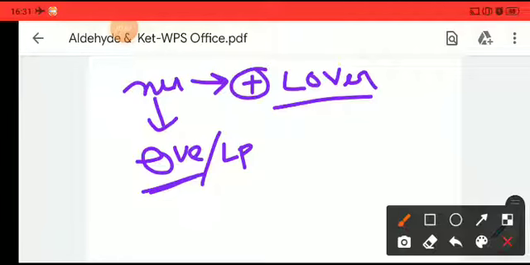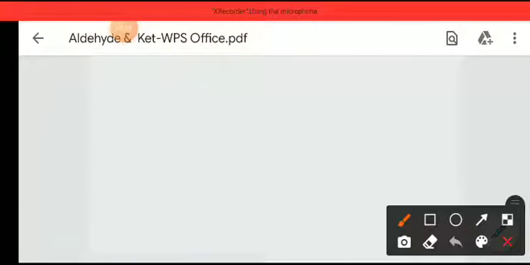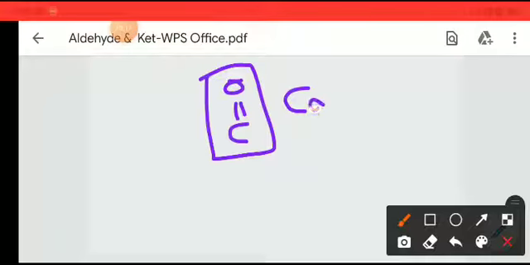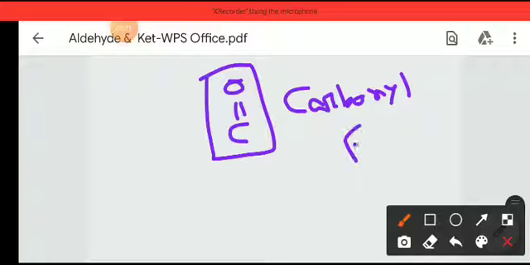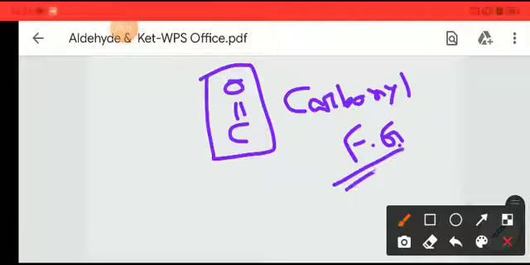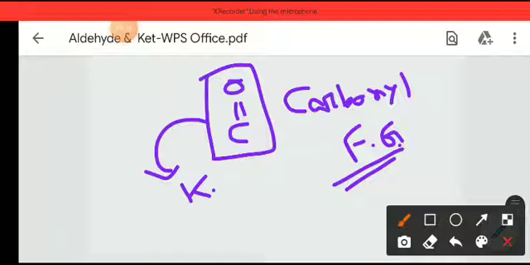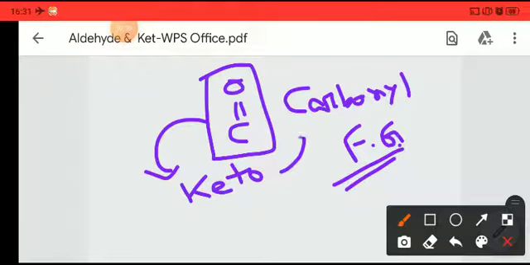Okay, so let's move to the next topic, that is nucleophilic attack on carbonyl compounds. Carbonyl means C double bond O. This group is called the carbonyl functional group. It can also be called the keto group, and this keto group is also called the carbonyl functional group.